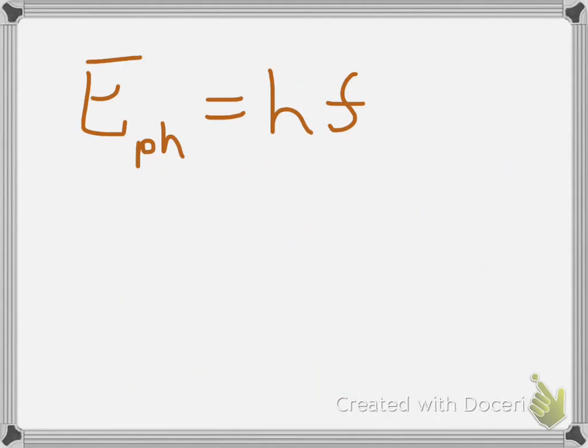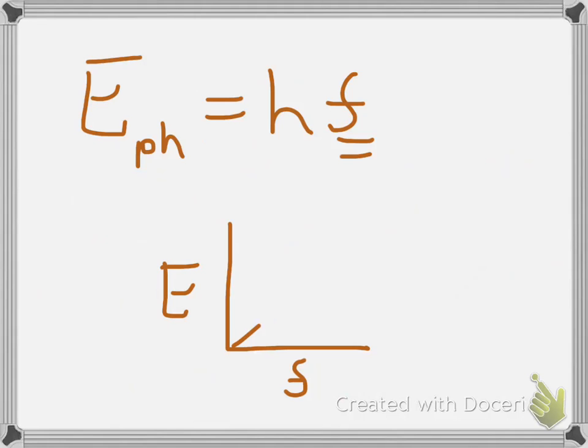Now, when we talk about the energy of a photon, that's equal to Planck's constant times the frequency. So if we know the frequency of light, we can find out how much energy that specific photon of light has. If we know how much energy the photon has, we can find its frequency using this simple equation. And this is a direct relationship between the energy and the frequency. As the frequency goes up, the energy goes up as well.